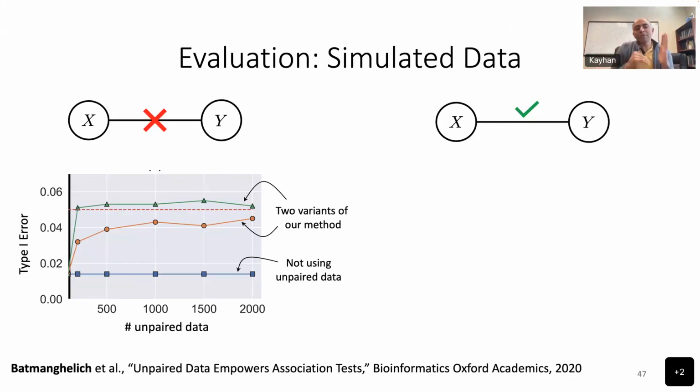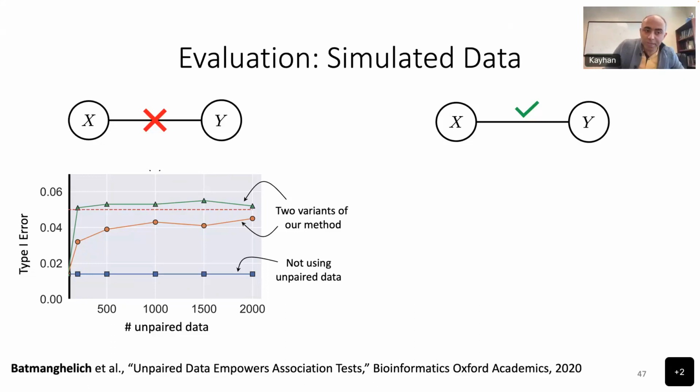They're both of them. As you add more unpaired data set, they hover around the predefined value. The take-home message of this figure is that by adding more unpaired data set, the type 1 error does not explode.